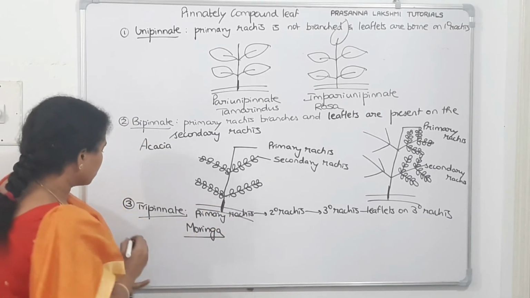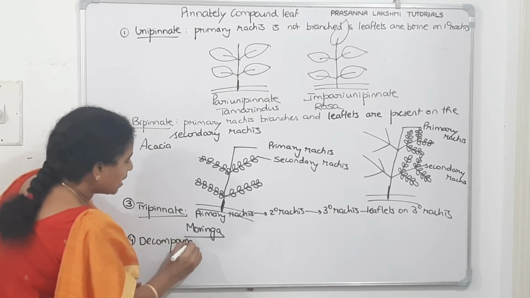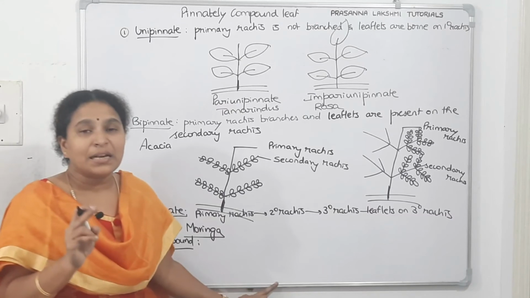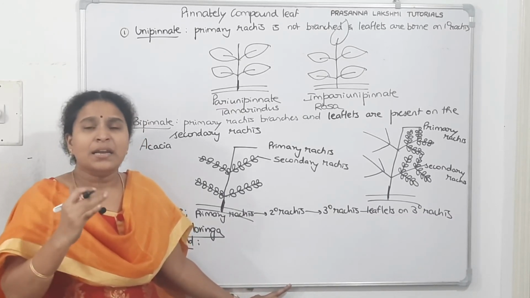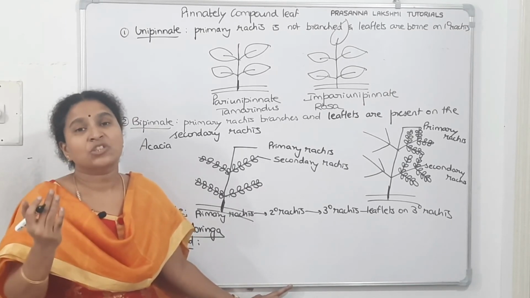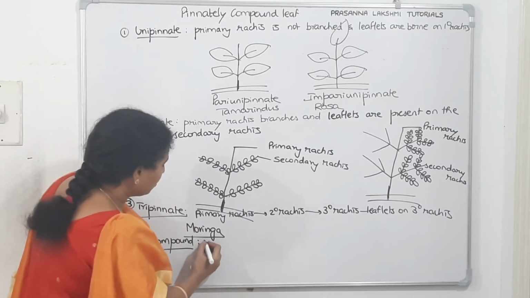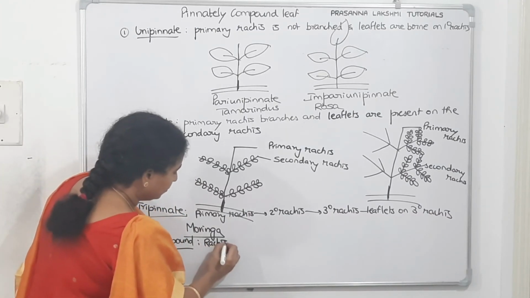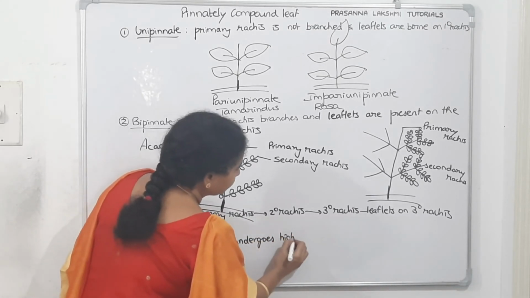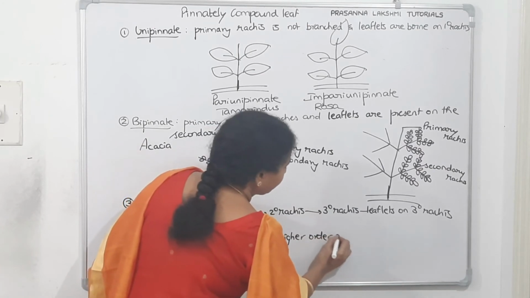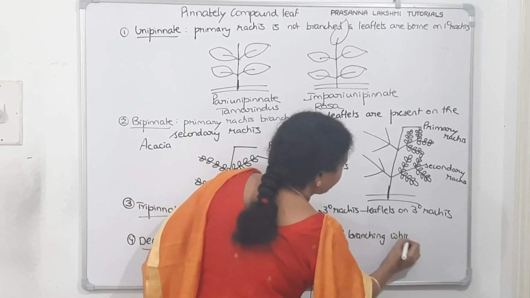Now one more thing is also there, that is decompound. In decompound, the rachis undergoes higher order of branching, primary, secondary, tertiary, quaternary, like that. It undergoes higher order of branching, and the leaves are present on that higher order rachis. So just let me write down, the rachis undergoes higher order of branching, which bears leaflets.